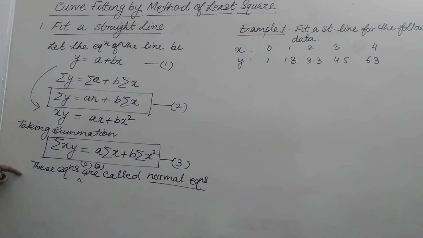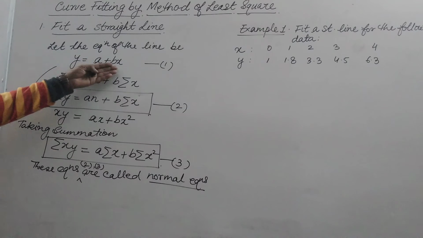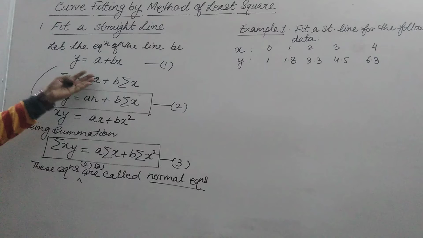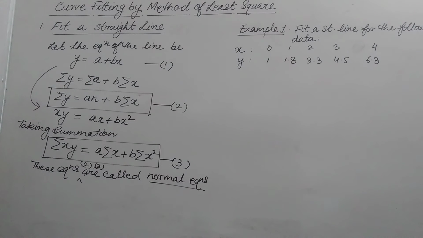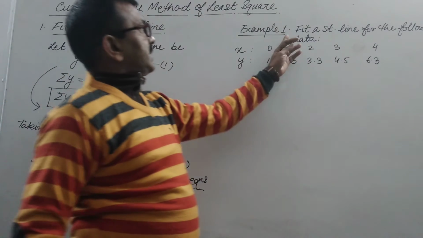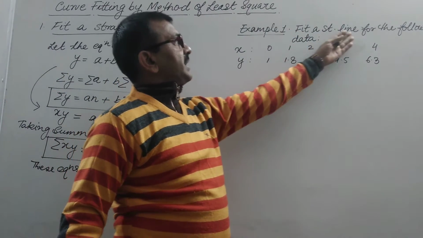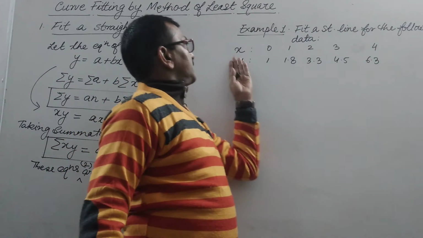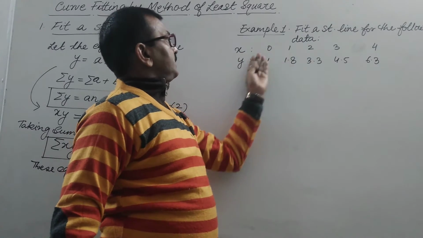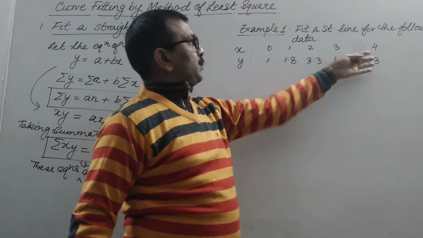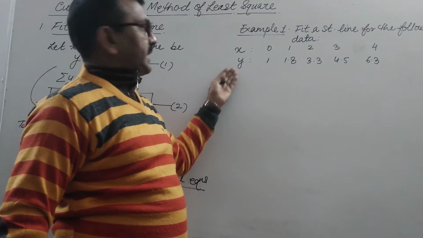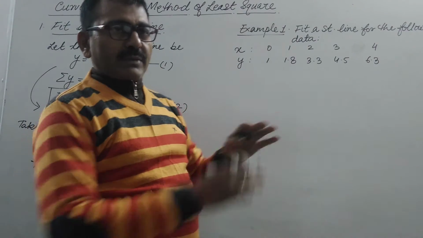Using these two normal equations, we will solve them for a and b, with the values calculated from the given data. Putting the values of a and b, we will get a linear relation between y and x, the equation of a straight line. Just see this example. It says fit a straight line for the following data. For x you have 0, 1, 2, 3, 4, and corresponding y values.